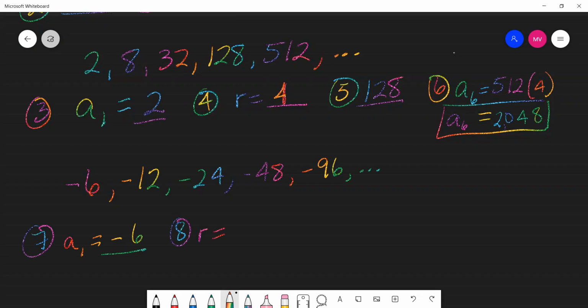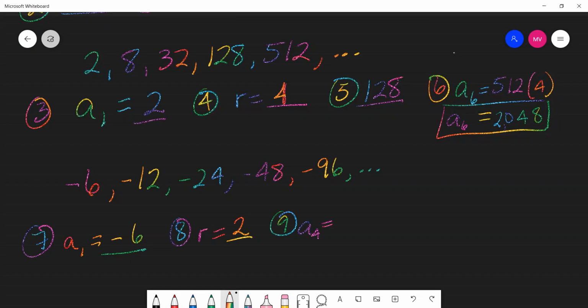It is +2. How do we know it's positive? Because they're all negative. Because they continue to be negative, you know that it's constantly a negative number multiplied times a positive number. So our ratio is +2. Number 9 asks us for what? Term at position 4.